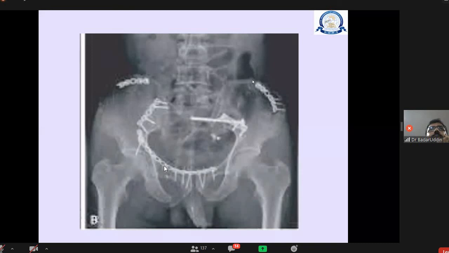Of the surgical methods, one we read about is external fixation, and the other is open reduction and internal fixation with plating. These are basically plates. And these are isolated iliosacral screws we put in the posterior iliosacrum. So first we put plates or screws.